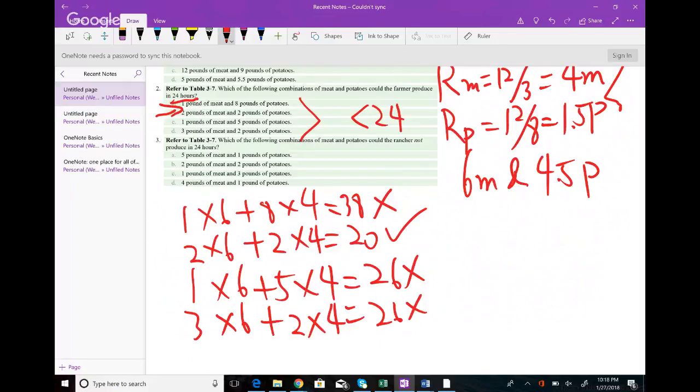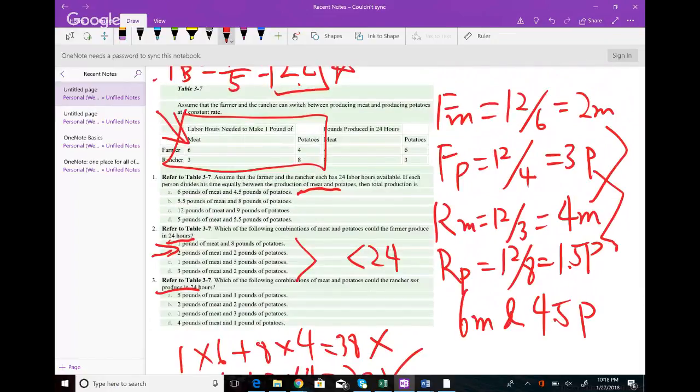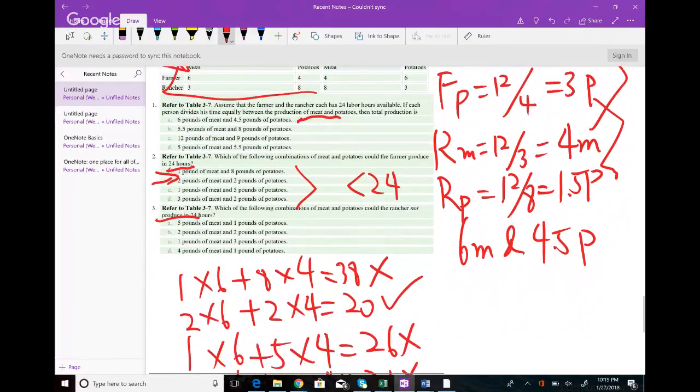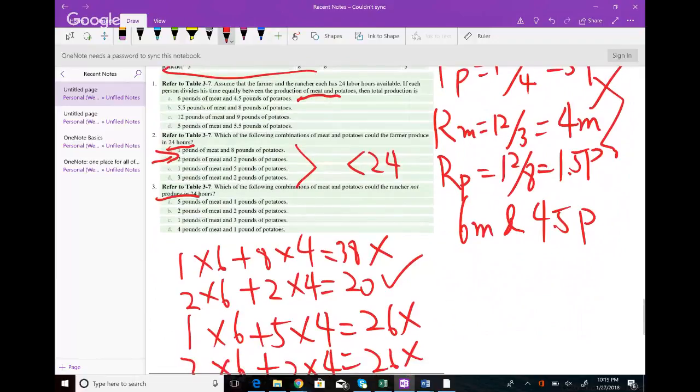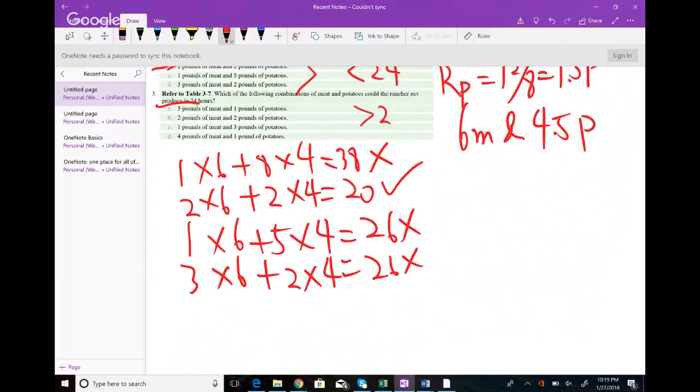Okay. All right. And then for 3, which following combination of meat and potatoes could the rancher not produce in 24 hours? So again, we're going to use the table on the left because I'm mentioning the 24 hours. But guys, if you see any question about import, export, or comparative advantage or absolute advantage, you more than likely use the table on the right. But if you see 24 hours or an amount of time, then you'll be using the table on the left. All right, so we're looking for which one the rancher cannot produce. That will be anything that's more than 24 hours. That's the answer we're looking for.